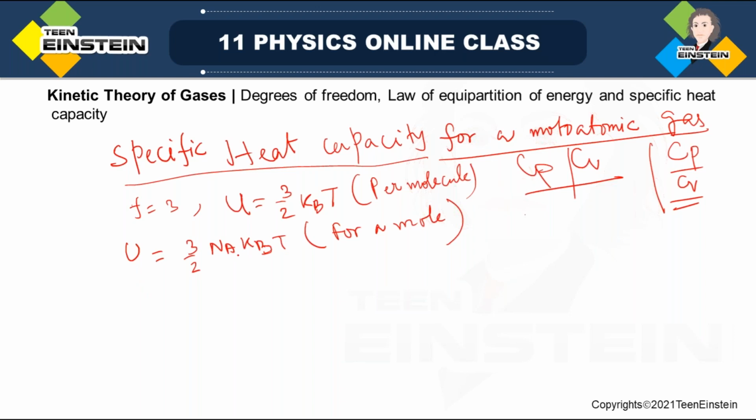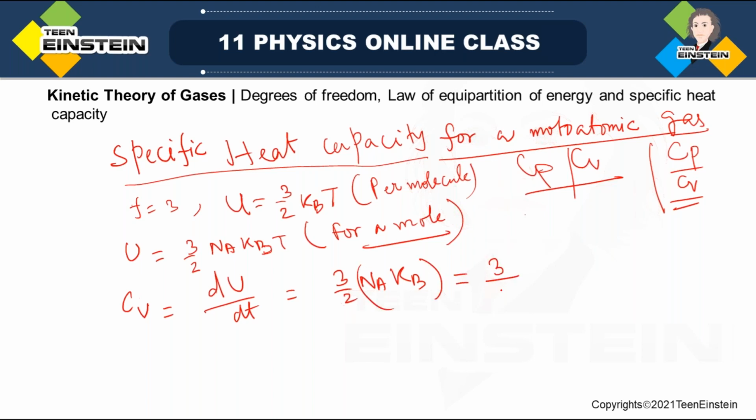Now this is for a monoatomic gas, obviously. So if we write Cv, the molar specific heat, that's why I'm calculating this particular term for a mole, because I'm going to write the specific heat for a mole. So dU/dT means 3/2 Na kB. Na kB is written as R, the universal gas constant R, where Na is the Avogadro number times kB. This we have already discussed.